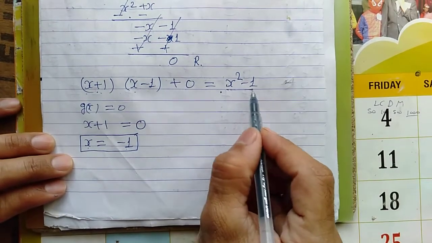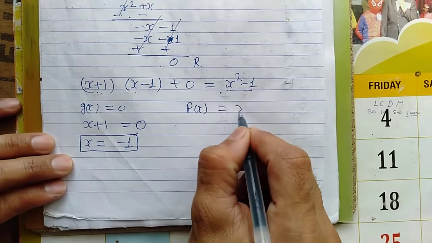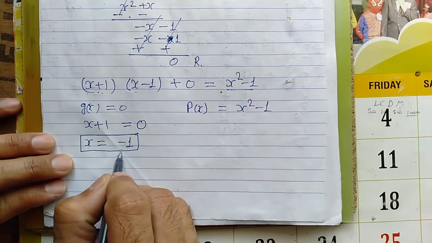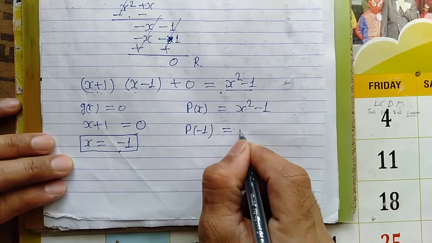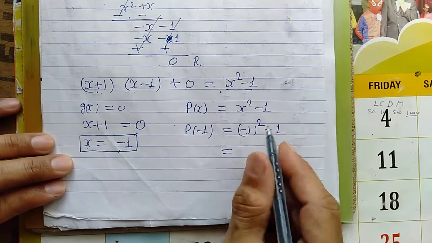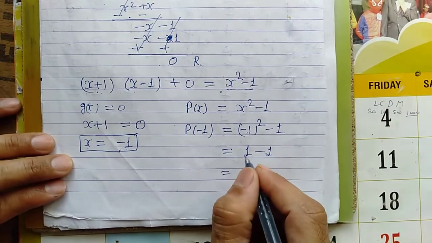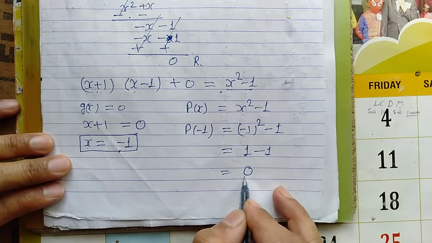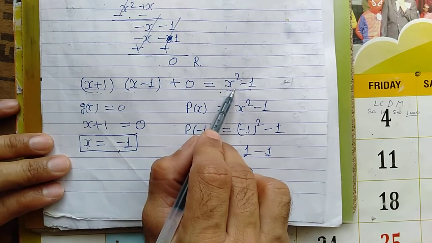Which one? This one. Now put the value, replace in p(x) is equal to x square minus 1, and the x is here minus 1. So here p(minus 1) is equal to minus 1 square minus 1. Minus 1 square is equal to plus 1, and this as it is, minus 1, so plus 1 minus 1 is equal to 0. Yes, this is a factor of this polynomial p(x).